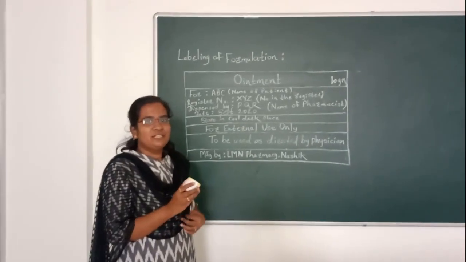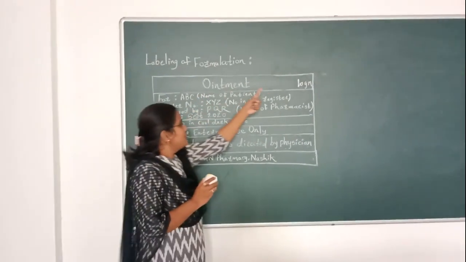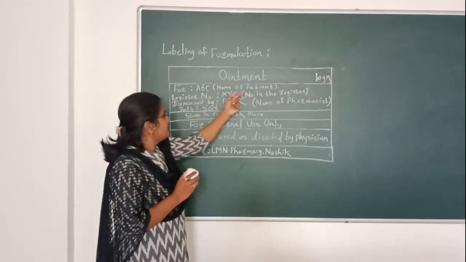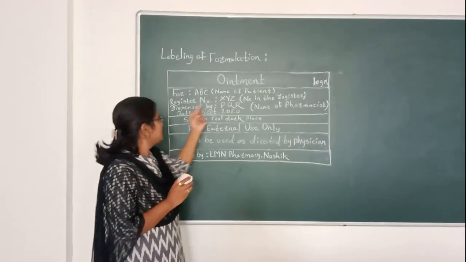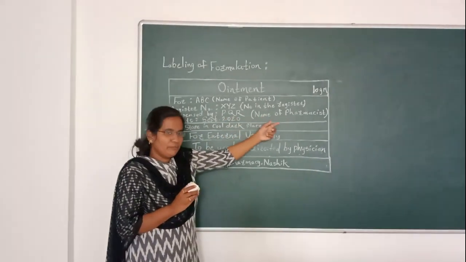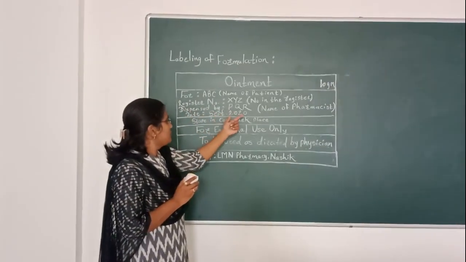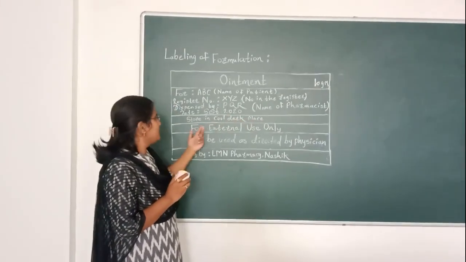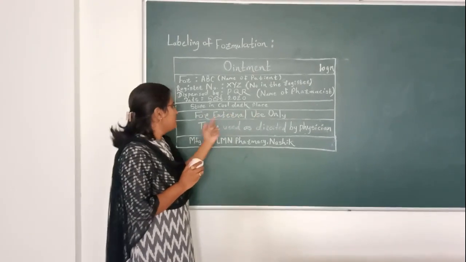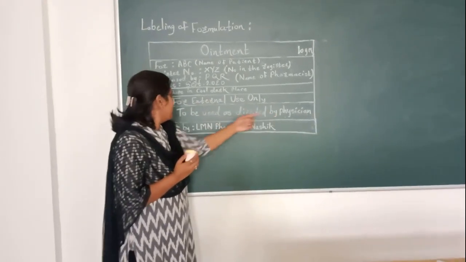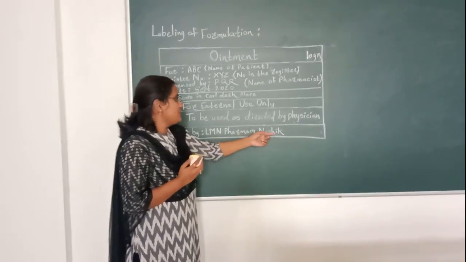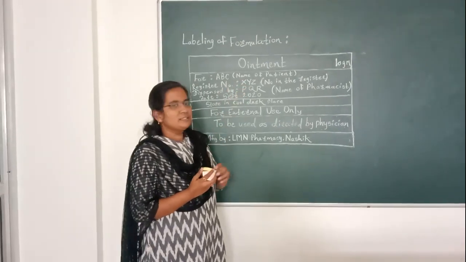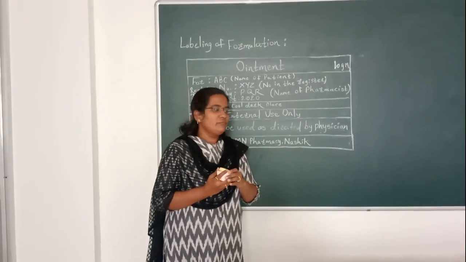Now we will move towards the labeling part. Ointment 10 gram. For ABC, meaning the name of the patient; register number XYZ, which is the number given in the register; dispensed by PQR, meaning the name of the pharmacist; date September 2020, this is the manufacturing date; store in a cool place, this is the storage condition. For external use only. To be used as directed by physician. Manufactured by 11 Pharma in Nashik. Result: the 10 gram of ointment is submitted in this wide mouth bottle.